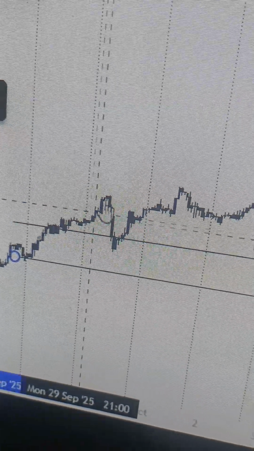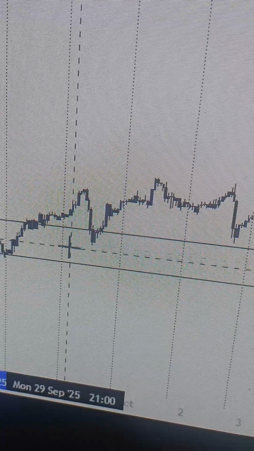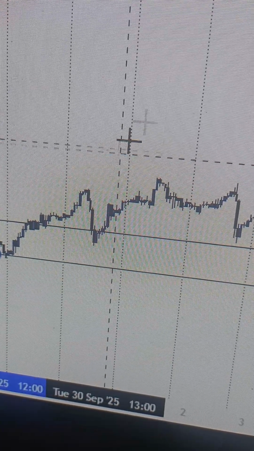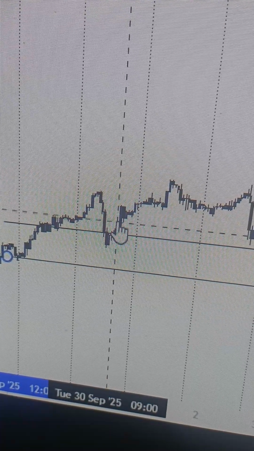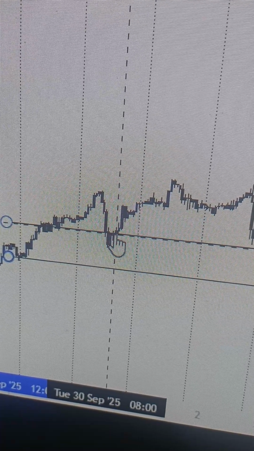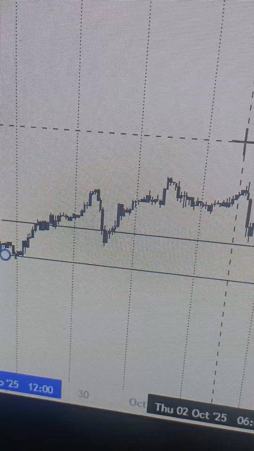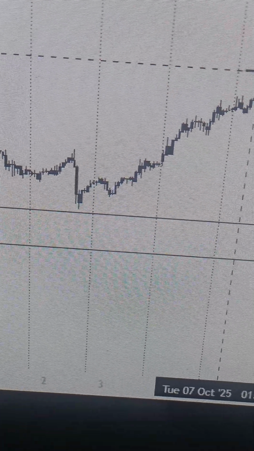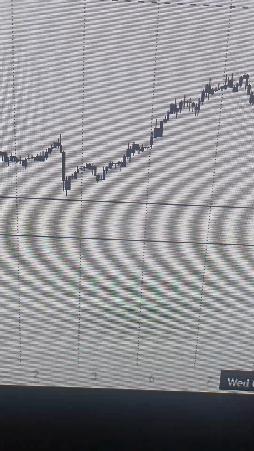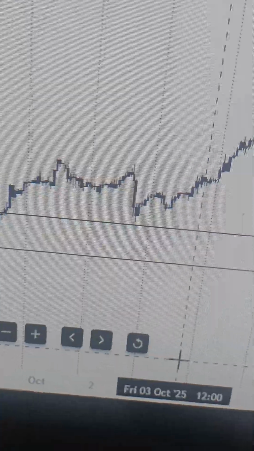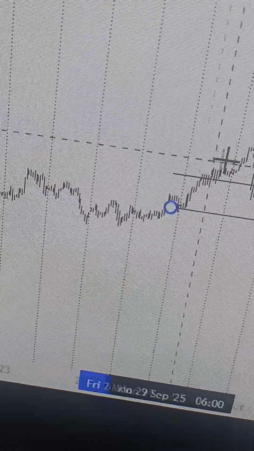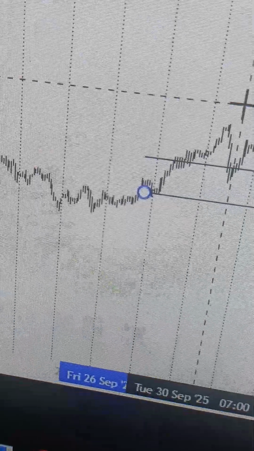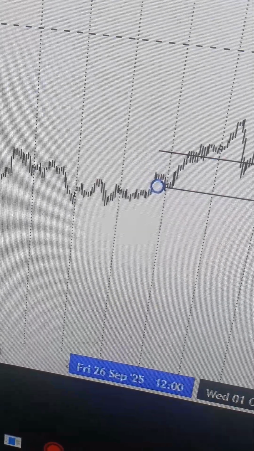So we had a break. You're waiting. You had a break. You enter. We had a breakout from the resistance zone. You enter again. So that is what happened. You see. So you can do this. Check how it performs.